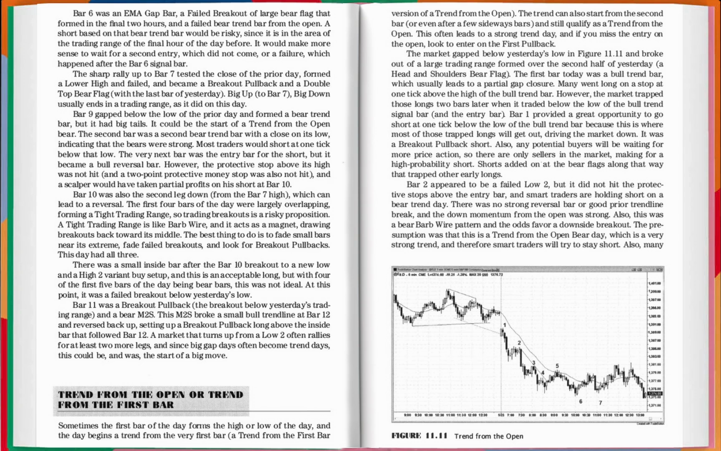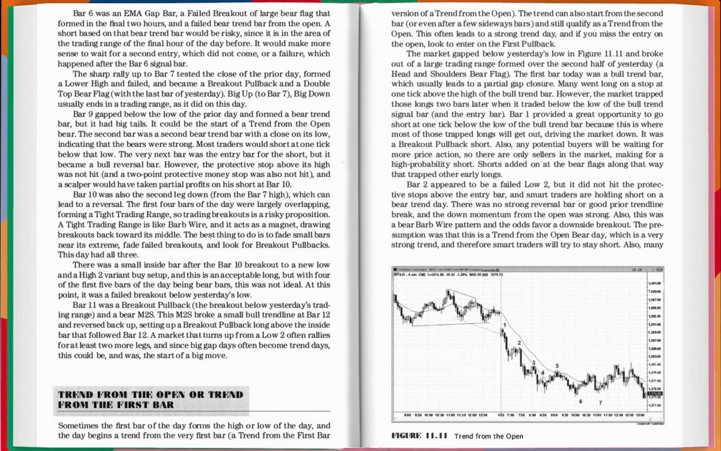Bar 9 gapped below the low of the prior day and formed a bear trend bar, but it had big tails. It could be the start of a trend from the open bear. The second bar was a second bear trend bar with a close on its low, indicating that the bears were strong. Most traders would short at 1 tick below that low. The very next bar was the entry bar for the short, but it became a bull reversal bar.